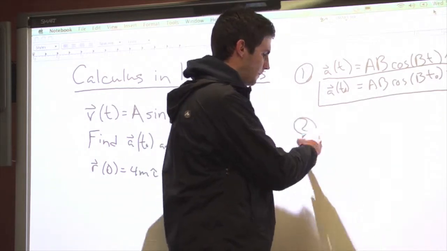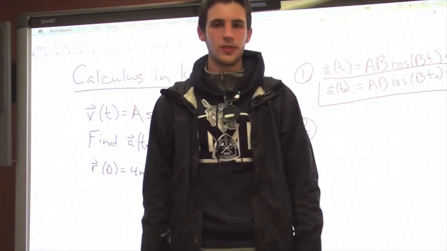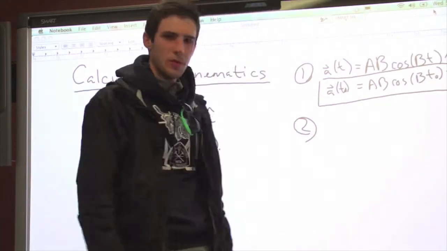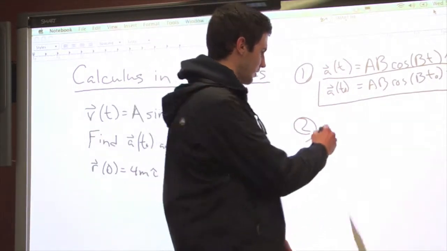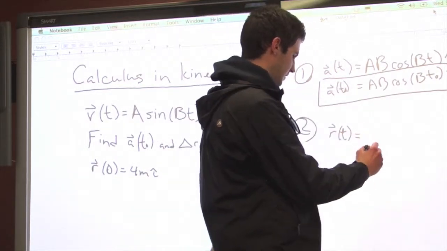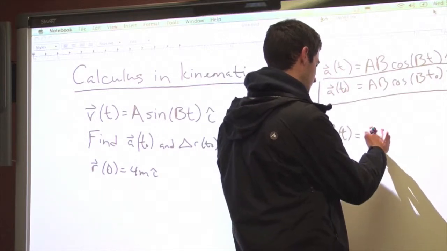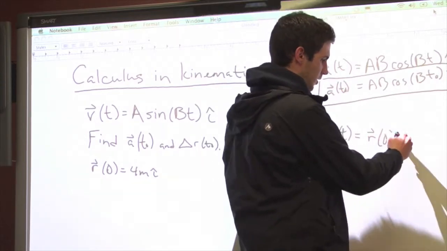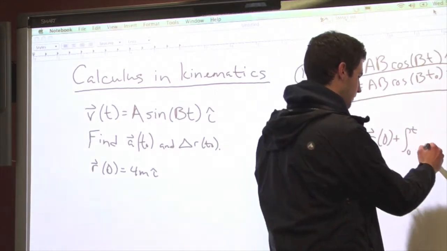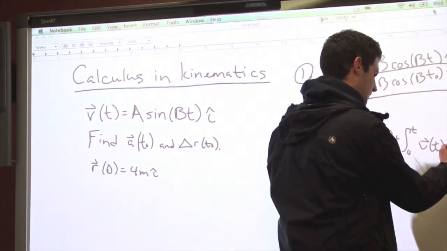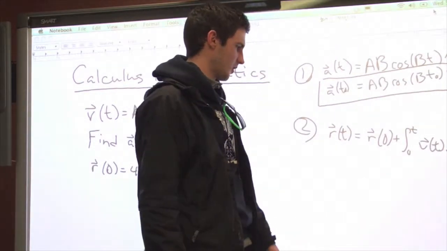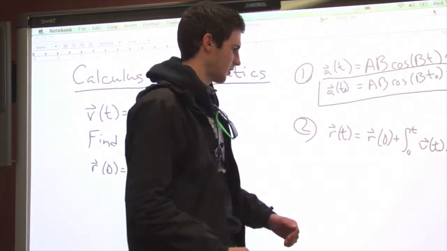So now for the second part, we're looking for the magnitude of the displacement. So we're going to do the exact opposite. We're going to integrate it. But we're going to have to remember a little fact, and that is that r of t, or the position vector at time t, is equal to r at 0 plus the integral from 0 to t of v of t dt. Or if you want to be fancy, you can make those t primes in order to make your notation a little bit nicer.